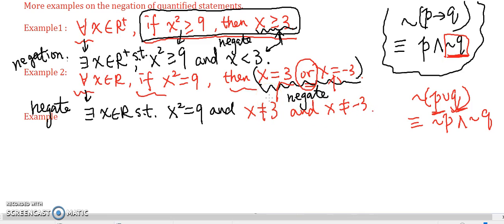Again, here we don't have to determine if the statement is true or false. We just need to write down the negation. As we know, if the original statement is true, then the negation will be false.